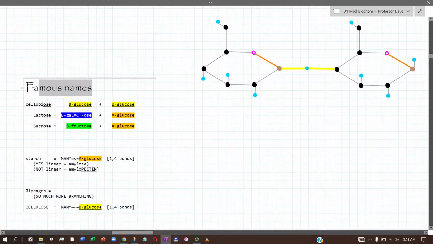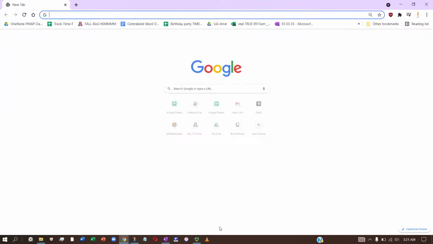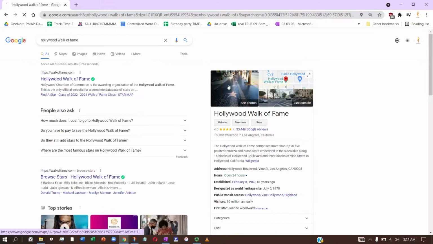So again, let's go back to famous names. Now it's a good time to add a little bit of flair to make this more memorable and a little bit more enjoyable. So, Hollywood Walk of Fame. There we go. That's a good picture.